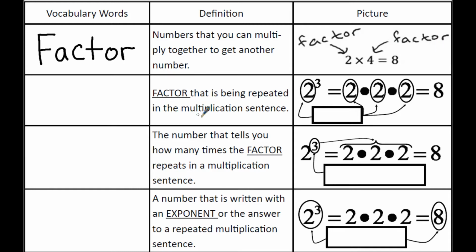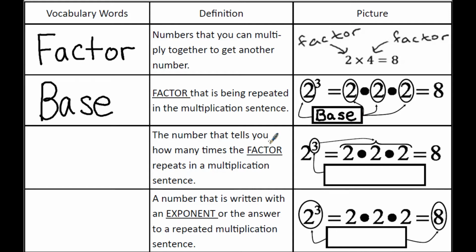The base is a factor that's being repeated in the multiplication sentence. So in this multiplication sentence, the 2 is being repeated, and this is the base. So this 2 is the base, or the number that we're actually multiplying by repeatedly.